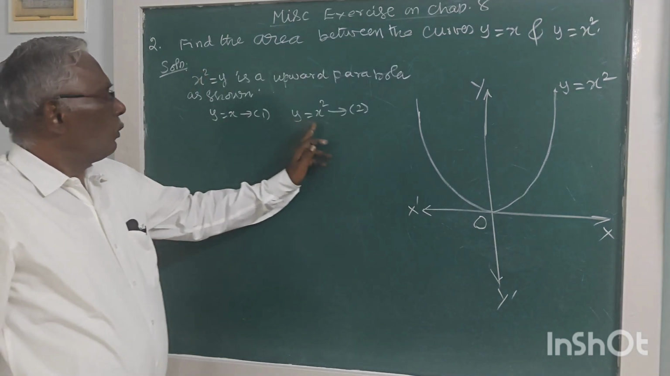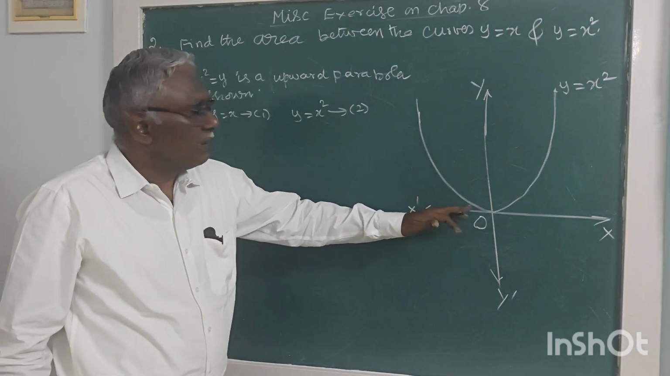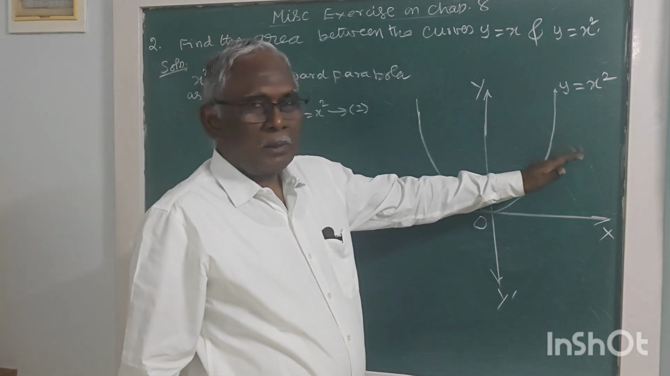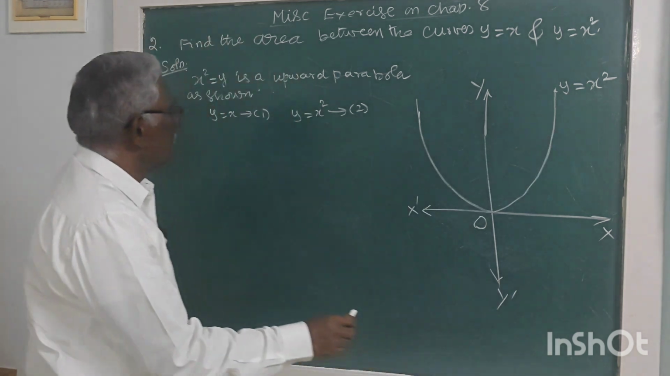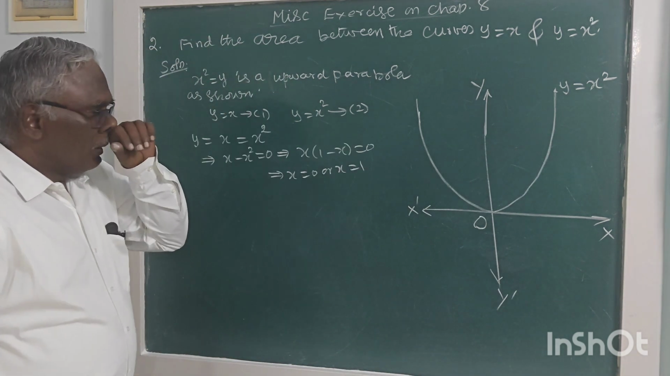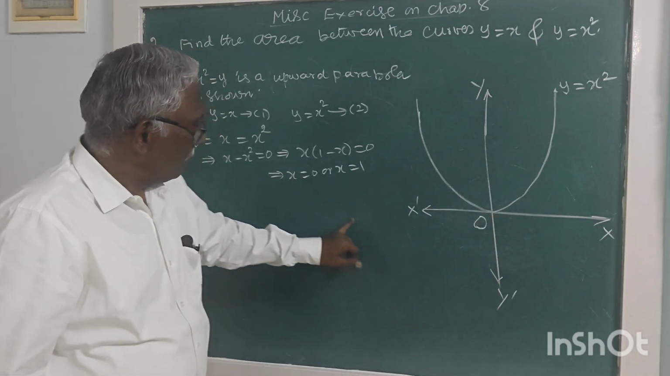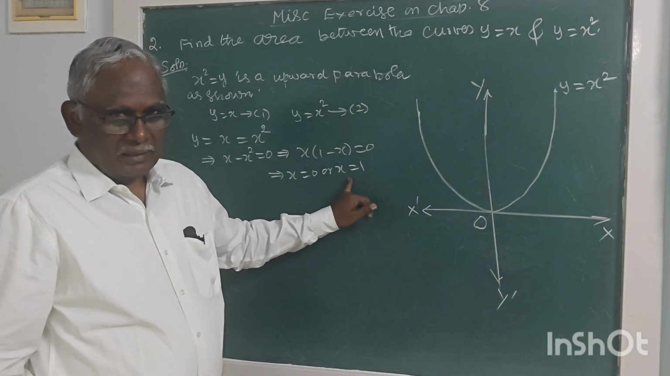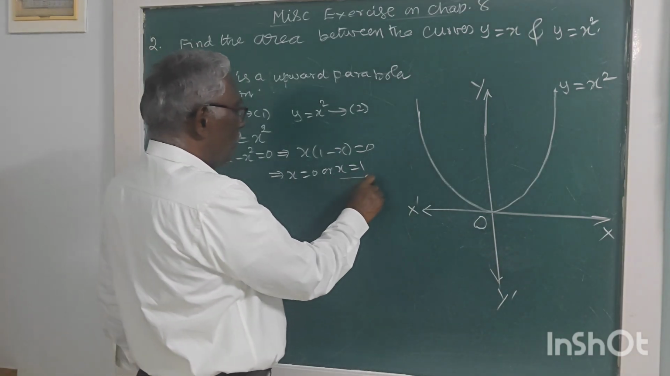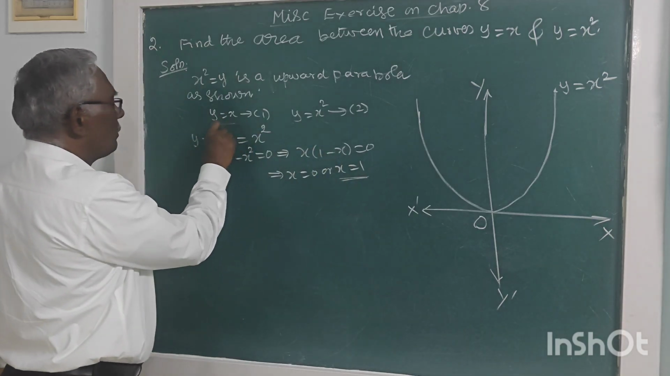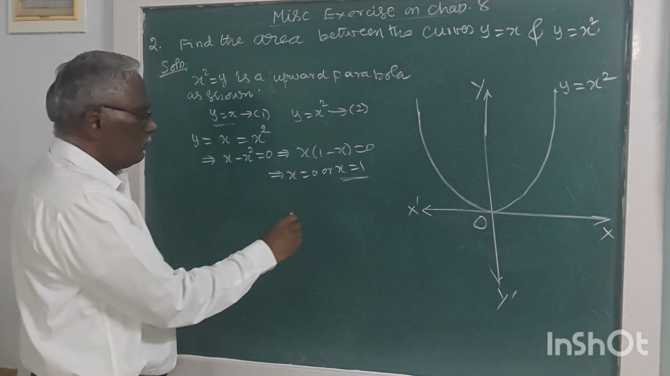Solving the equations 1 and 2, we will get the intersection points of this parabola with the line. So the line and parabola intersect at x is 0 as well as x is 1. When x is 1, the value of y also is equal to 1.